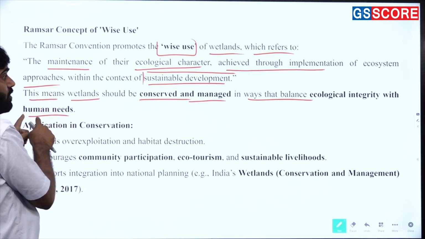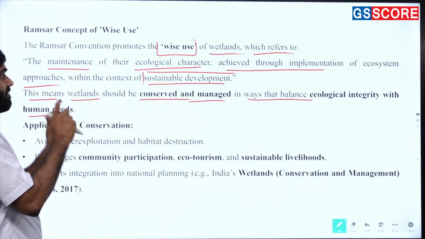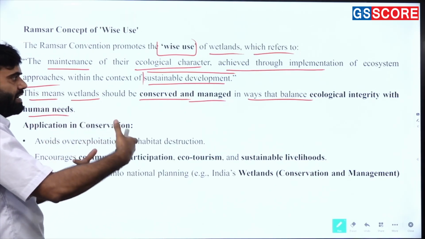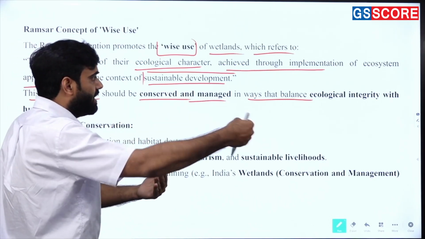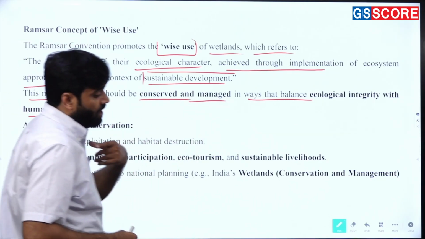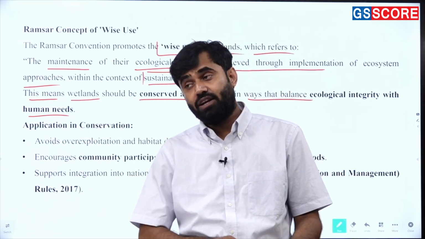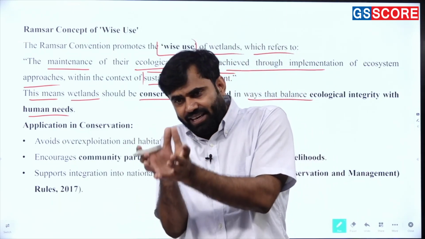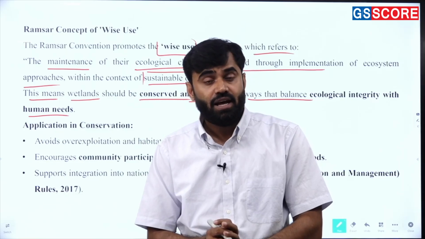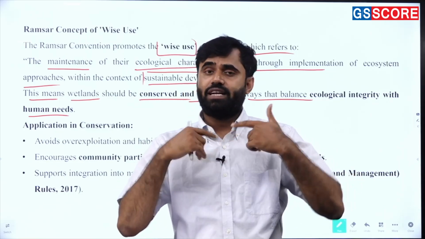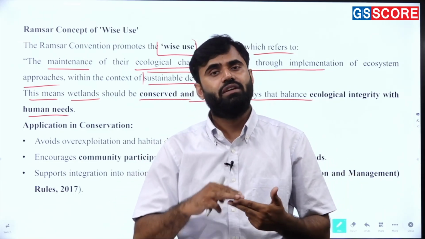In the last line, you will notice: this means wetlands should be conserved and managed in ways that balance ecological integrity with human needs. On one side, we have to protect nature or the ecosystem, and on the other side, we have to take care of human needs. And we have to create the balance. That was the reason we are choosing sustainable development.